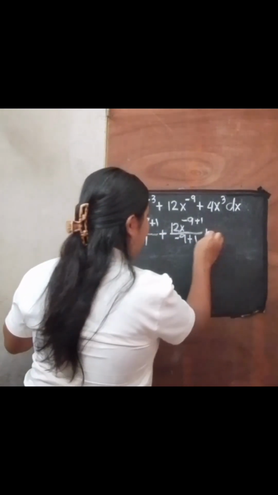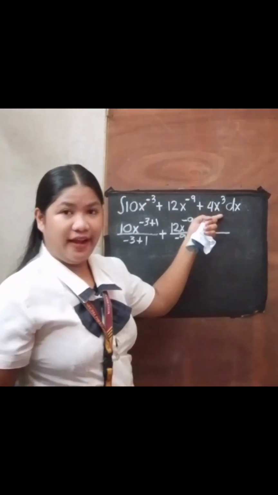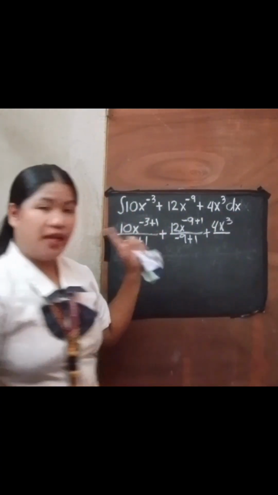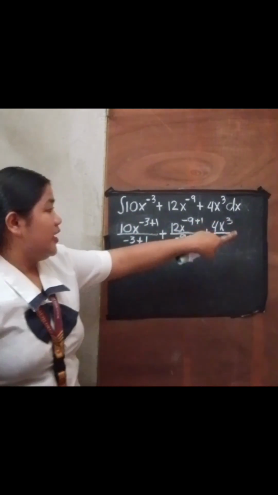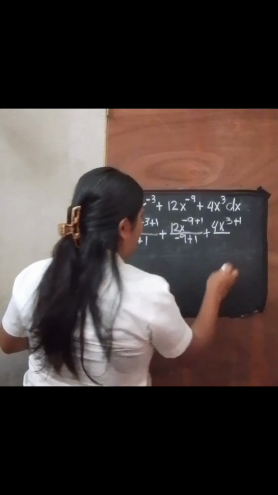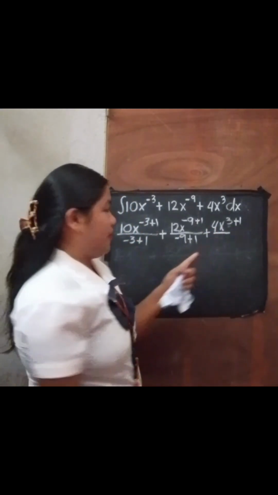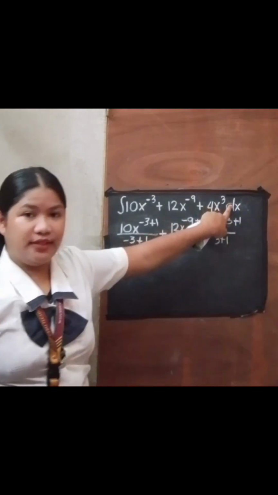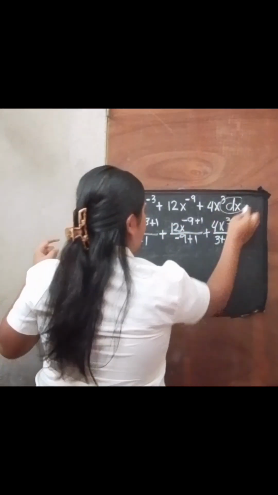The last term, we have 4x cubed. Same as the first and second terms, we still add 1 to the exponent: 3 plus 1. Then we put it in the denominator: 3 plus 1. Then, don't forget the derivative of x, or the dx.